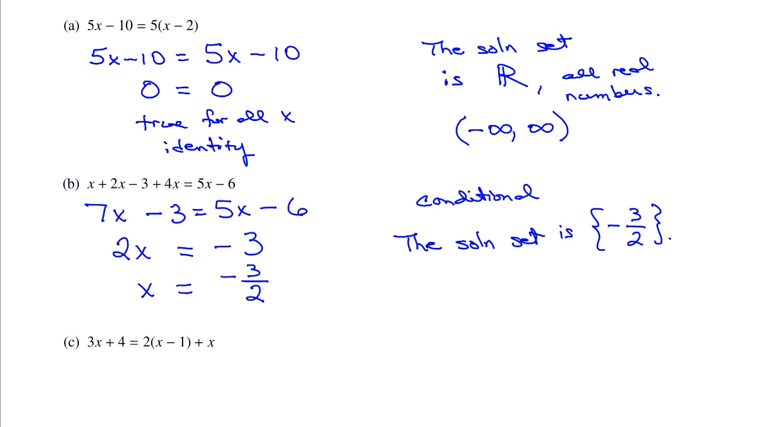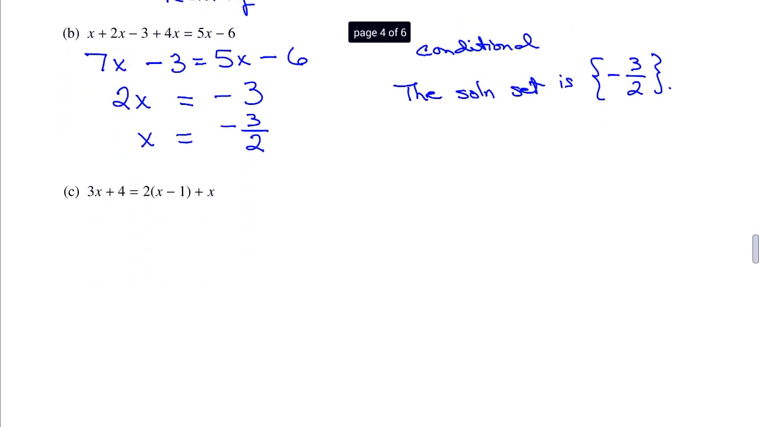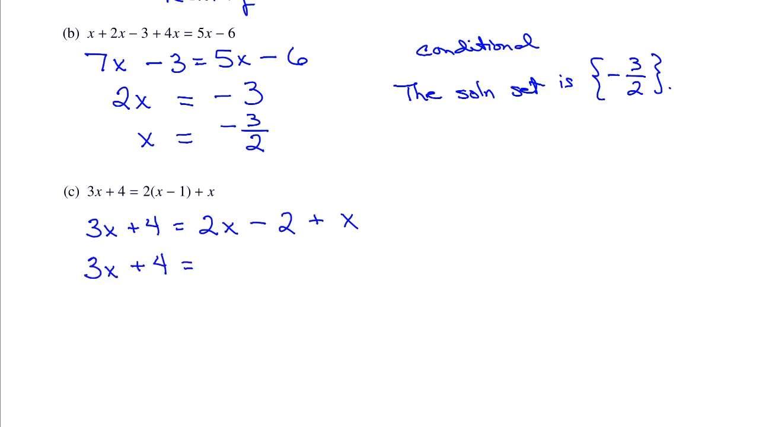Let's look at example C. 3x plus 4 is equal to 2 times x minus 1 plus x. First, we start by distributing the 2. So we get 3x plus 4 on the left is equal to 2x minus 2 plus x on the right. I'm going to combine the x's on the right side together. The left side stays the same. 3x plus 4 is equal to 3x minus 2.